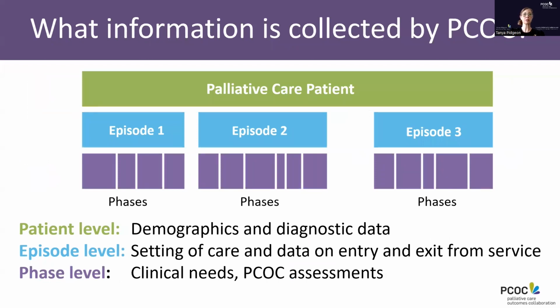There are 3 levels of information collected by PCOC. This information works together to describe patient outcomes. The patient level reflects the demographic information. It is collected as part of the administrative processes in the admission of a patient. Episode is about the location of the patient and the type of palliative care service.